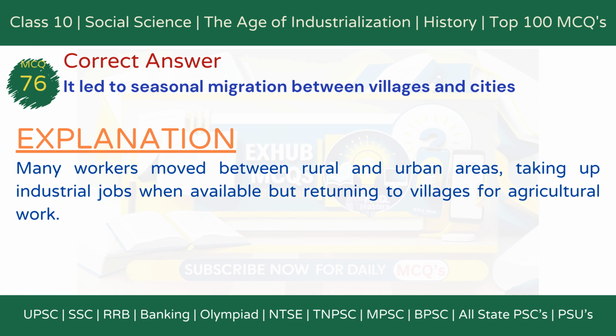The correct answer is option C. It led to seasonal migration between villages and cities. Explanation. Many workers moved between rural and urban areas, taking up industrial jobs when available, but returning to villages for agricultural work.